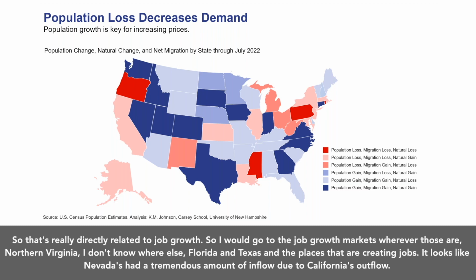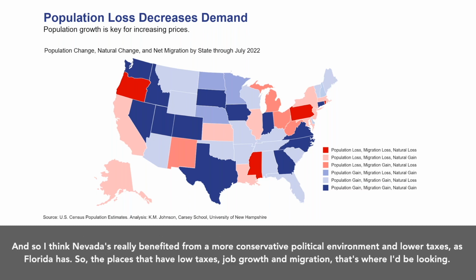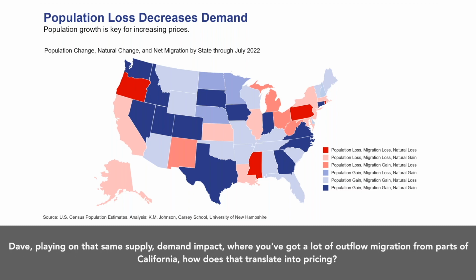So I would go to the job growth markets, wherever those are, Northern Virginia, I don't know where else, Florida and Texas, and the places that are creating jobs. It looks like Nevada's had a tremendous amount of inflow due to California's outflow. And so I think Nevada's really benefited from a more conservative political environment and lower taxes, specifically as Florida is. So, the places that have low taxes, job growth, and migration, that's where I'd be looking. Got it.